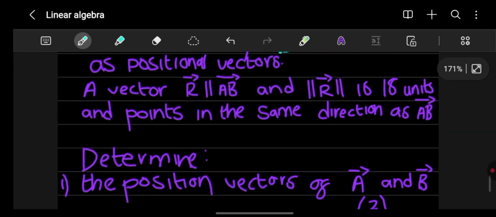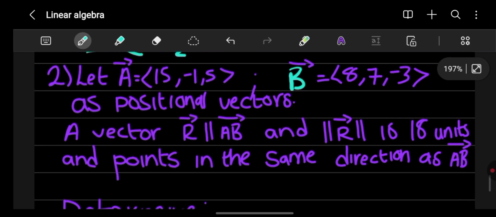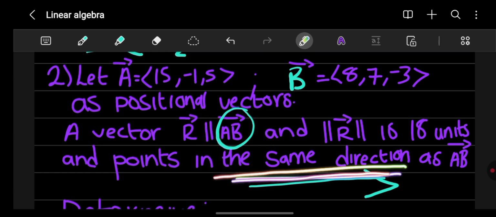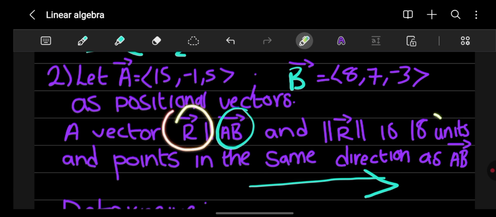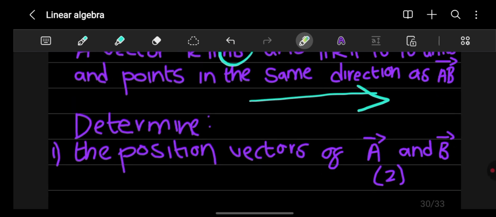We did that, and then they're saying R is a vector parallel to AB. So we also have to find AB, and they gave us R's magnitude and that it points in the same direction. So we have to find the unit vector parallel to this. The slope wouldn't help us because it points in the same direction. Think about what a unit vector really does, and from there we can find the vector R with its magnitude. They're saying to determine the positional vectors of A and B. We did that, so we get our 2 marks.